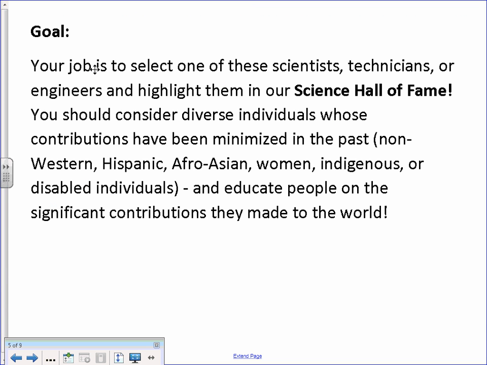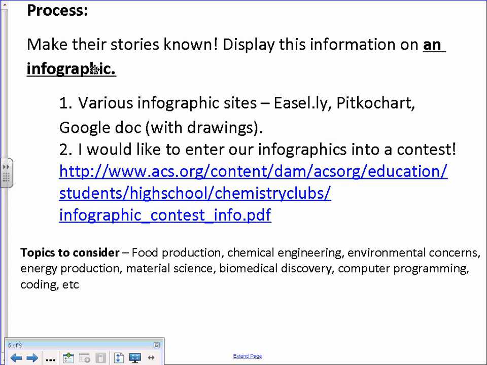So what you're going to do is select a scientist and initiate them into the Science Hall of Fame. But I want you to think about who you're going to be recognizing. There are different cultures, different races, different genders you can recognize, and there are many things you can explore. I have a bunch of links for you. So consider some diverse individuals as best you can, and educate us on why they should be recognized because of their contributions to the world. You're going to make an infographic about this person.